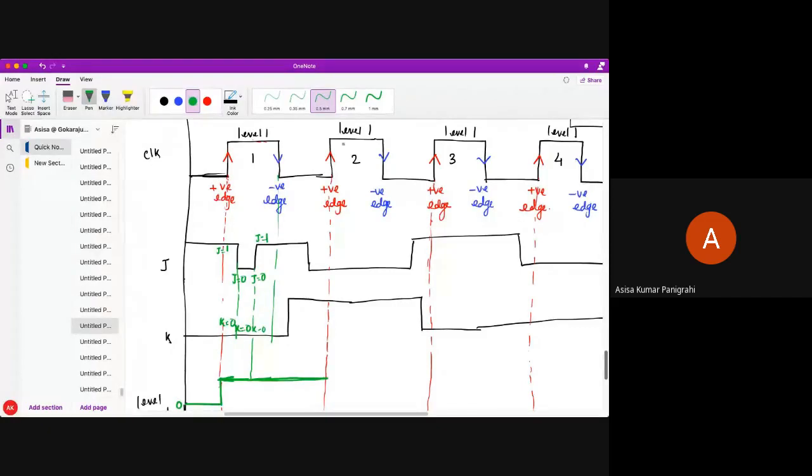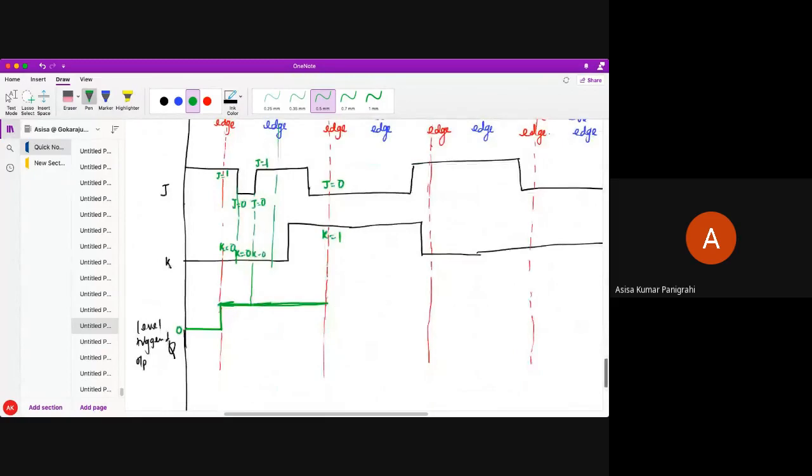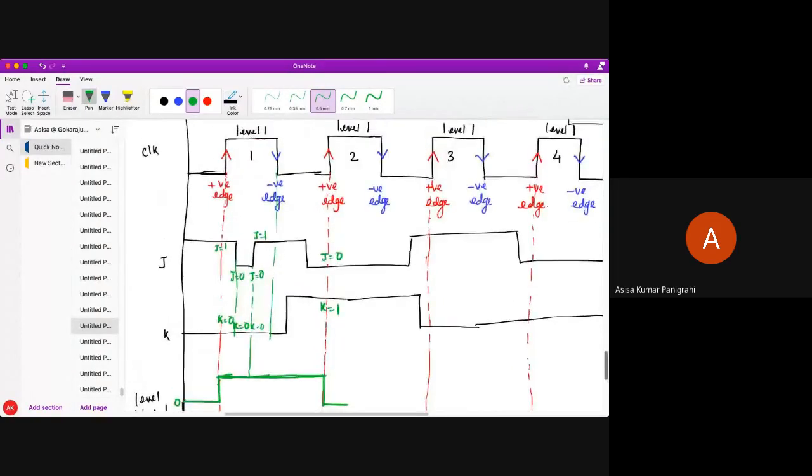Next, in the level 1, again it will check what is J. J is 0, K is 1. If J is 0, K is 1, what will it do? It will just reset. Reset means 0. So whatever may be my previous value, it will just reset to 0. And it will continue up to here. There is no change in the level 1 of the flip-flop input. So it will just continue up to next level 1.